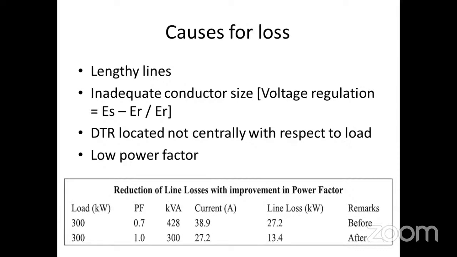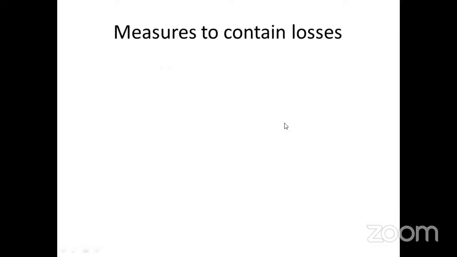It's one calculation. See, when power factor is 0.7, line loss is in the range of 27.2. Whereas when the power factor is increased to 1, the line losses will be 13.418.